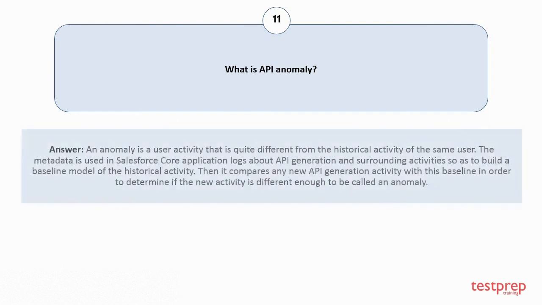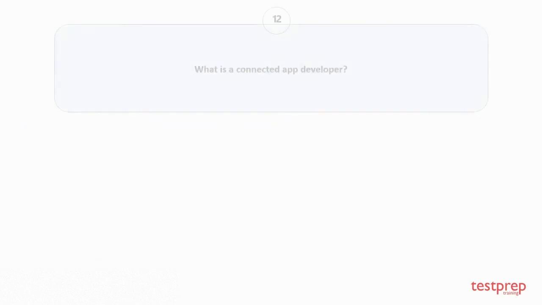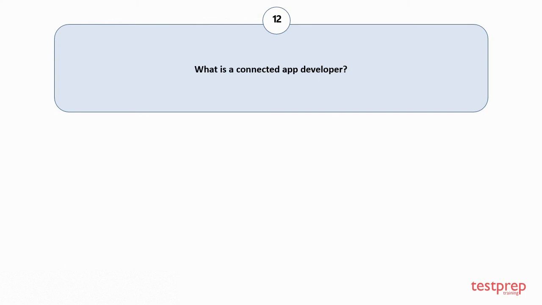Your answer is: an anomaly is a user activity that is quite different from the historical activity of the same user. The metadata in Salesforce core application logs about API generation and surrounding activities is used to build a baseline model of the historical activity. Then it compares any new API generation activity with this baseline in order to determine if the new activity is different enough to be called an anomaly. Question number 12, what is a connected app developer?